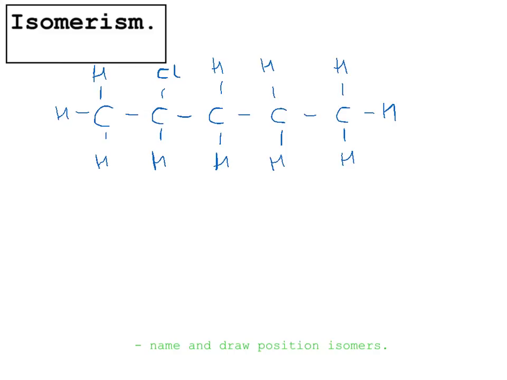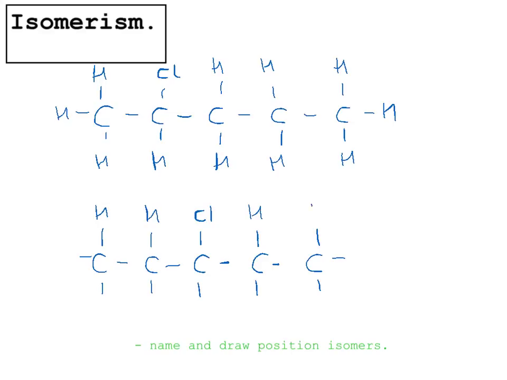A position isomer is basically where the functional group, or the halogen in this case, moves position along a chain. So a position isomer of this compound would just be the chlorine moving, for example, to the third carbon in the chain. So if I just draw 3-chloropentane, then that will be a position isomer of 2-chloropentane.